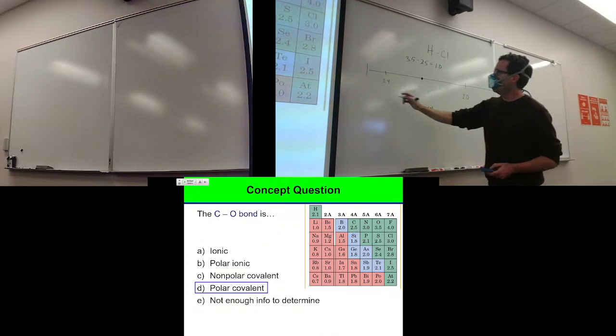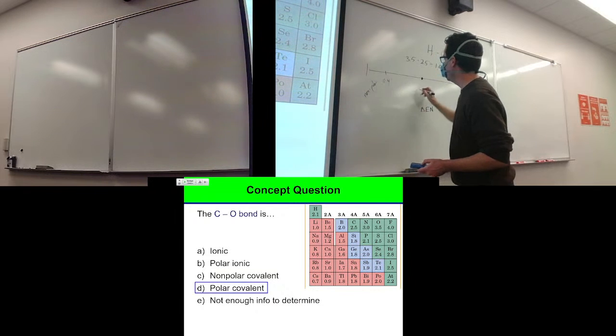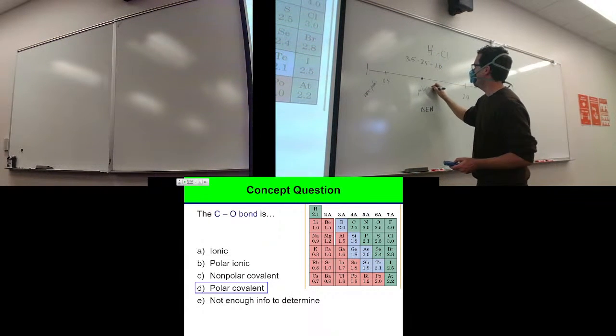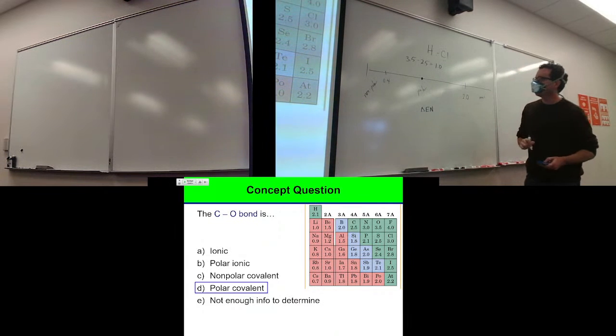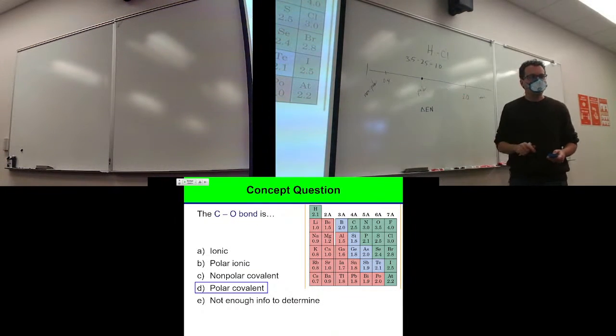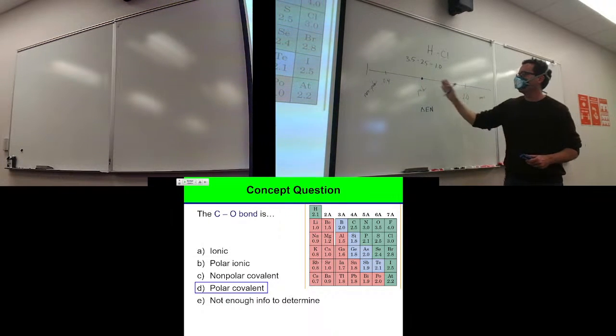So remember, this is non-polar covalent. This is polar covalent. And anything here is ionic. So this is a definitely polar covalent bond. It's smack in the middle of this giant region here.